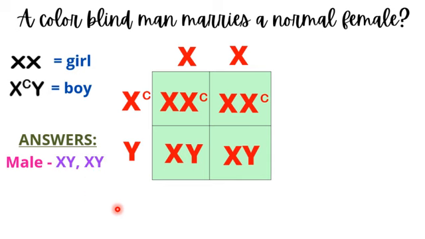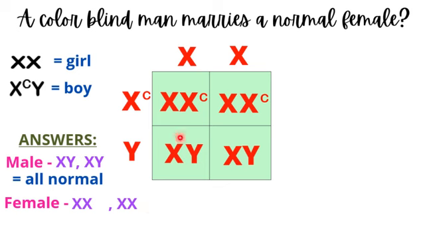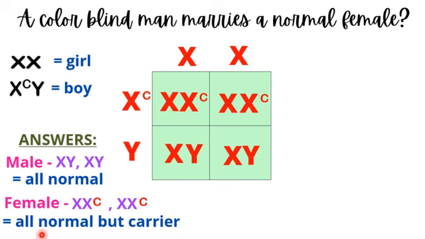We have 2 XY. When we see this, it refers to a normal male. In the female, we have XXC and another XXC. What is this genotype? This pertains to a normal female but a carrier. Let us now proceed to the percentage of color blindness.